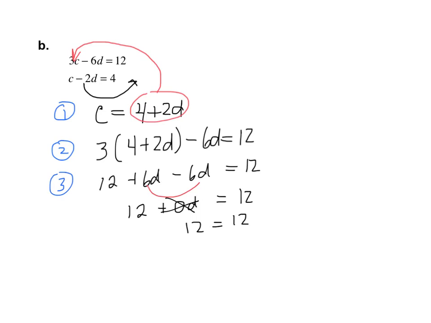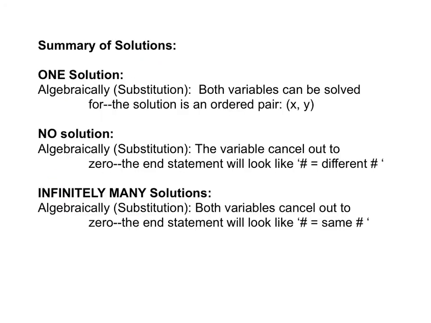So what we've got now is actually a special case where our variable canceled out completely. So if the variable cancels out, we're now left with a statement in front of us that says at this moment in time 12 equals 12. So what does that mean? That means we have to look at what happens here with the 3 types of solutions possible with solving a system.